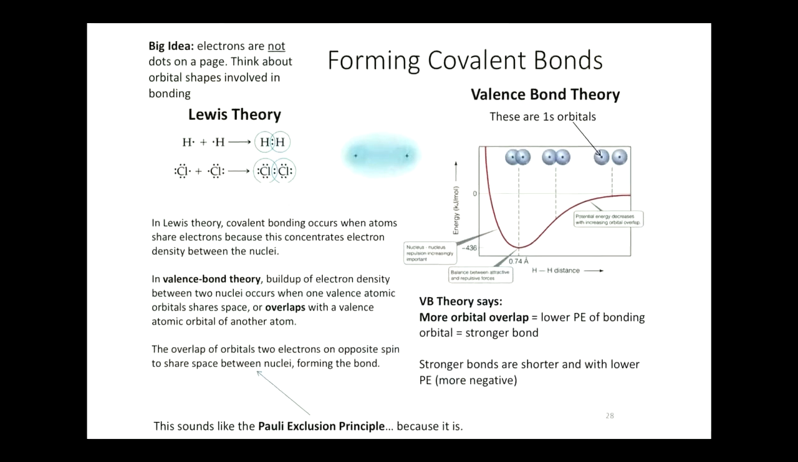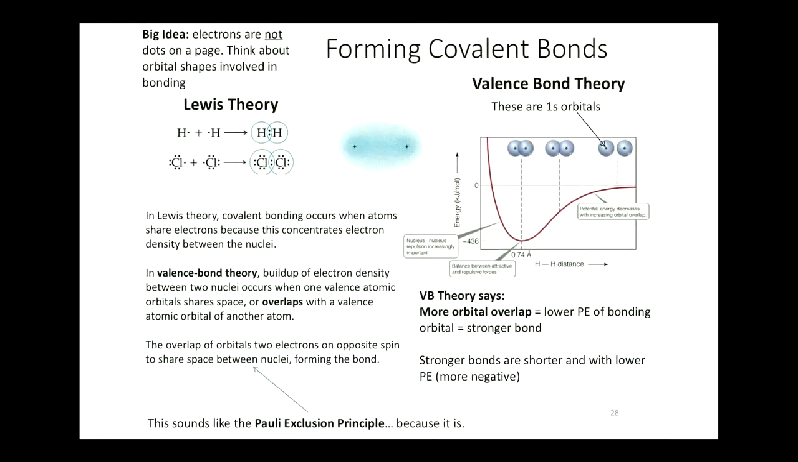So the whole idea is that electrons are not dots on a page. Electrons actually exist in orbitals. When we think about that electron on a hydrogen atom, what orbital is that electron in? 1s1, yeah, it's 1s1. What does a 1s orbital look like? It's like a sphere, it's like a circle, all right?